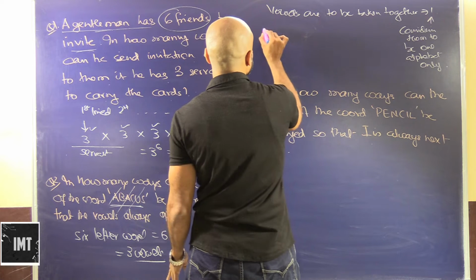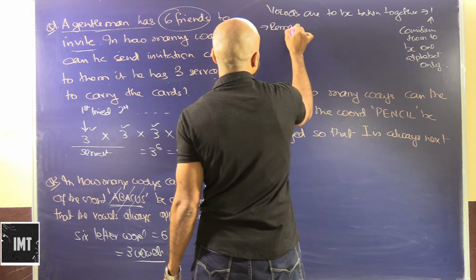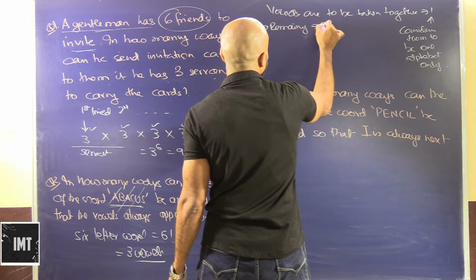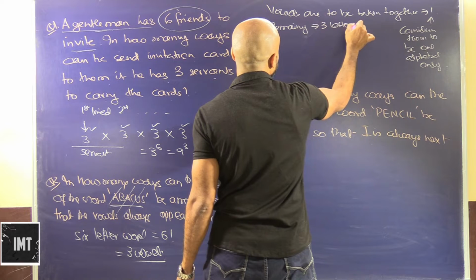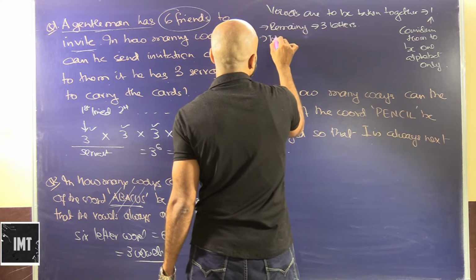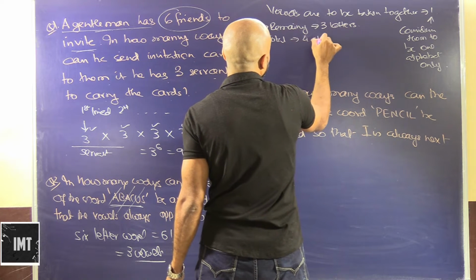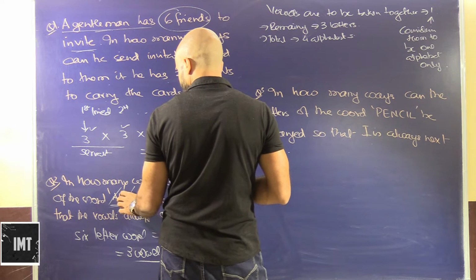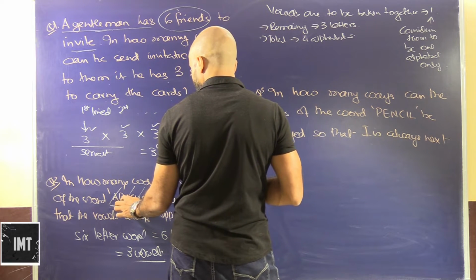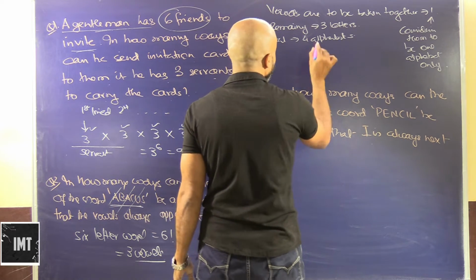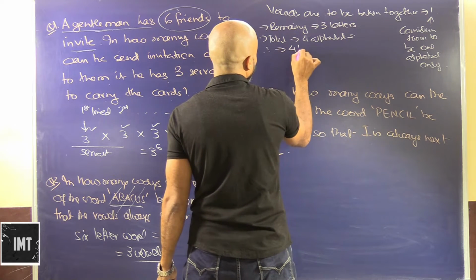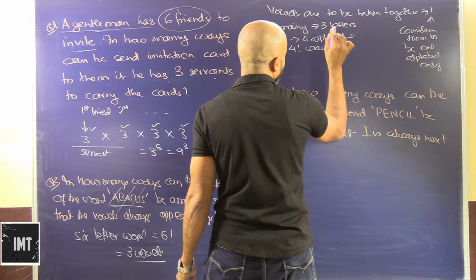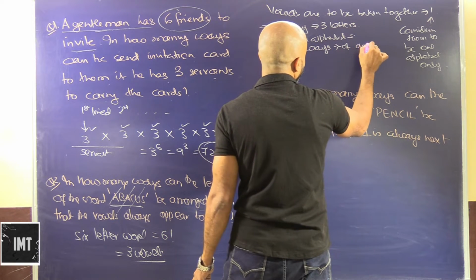So remaining how many letters? Remaining we have 3 letters. So total letters will be 4 alphabets. 1 2 3, that is 1, and 3 4. So this can be done in factorial 4 ways of arrangement.